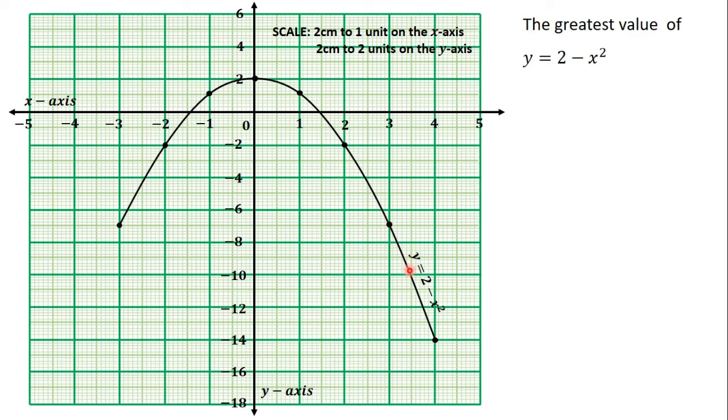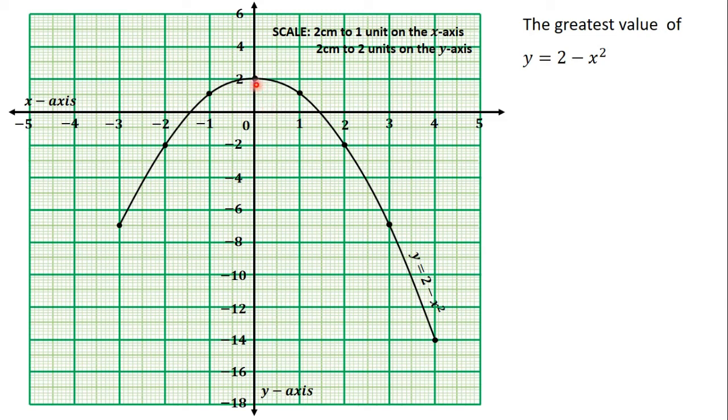This is the graph of the relation y is equal to 2 minus x squared. We are looking for the greatest value of y is equal to 2 minus x squared. Remember that the greatest value is the same as the maximum value. And the curve will have a maximum value because it has an N shape. The maximum value will occur at the turning point.